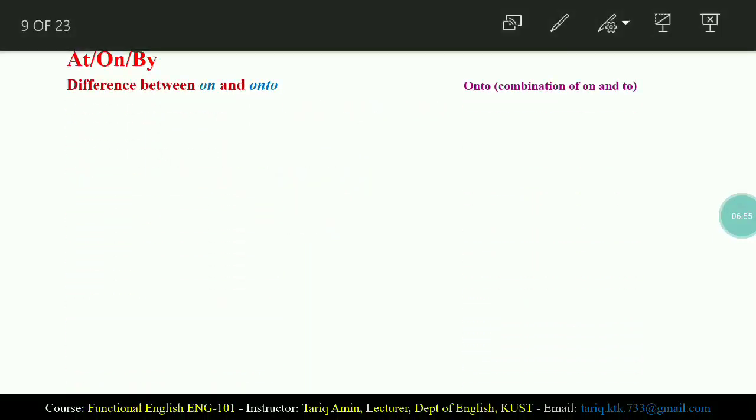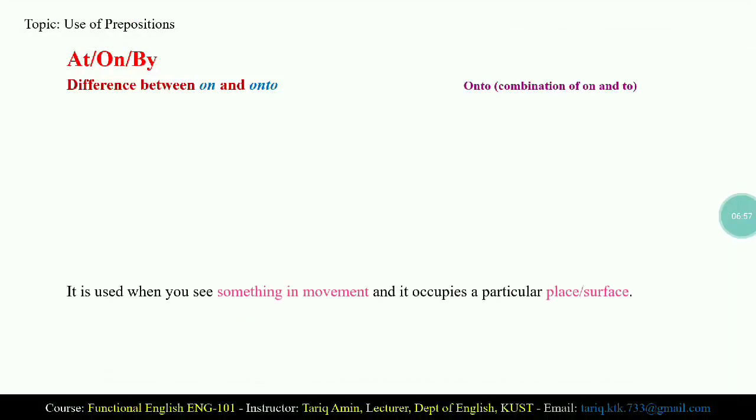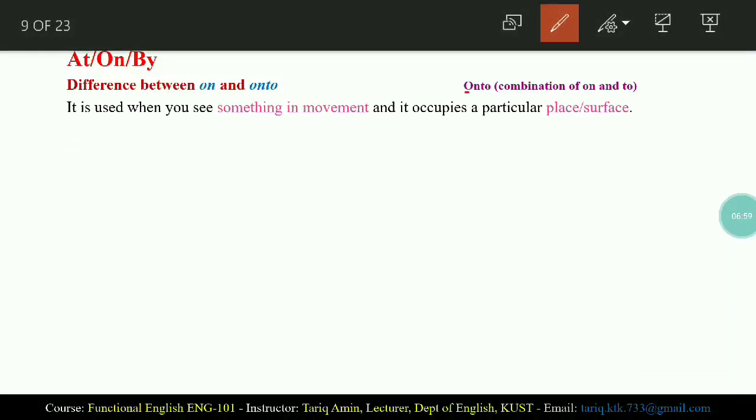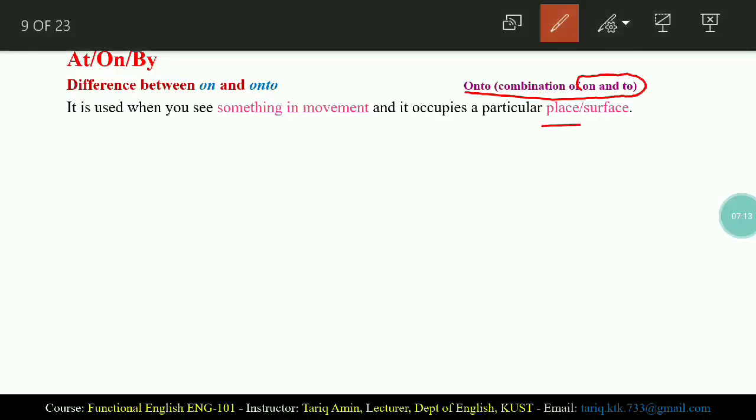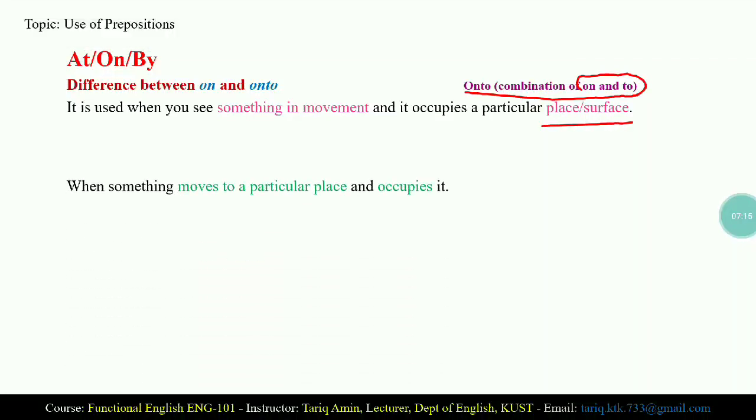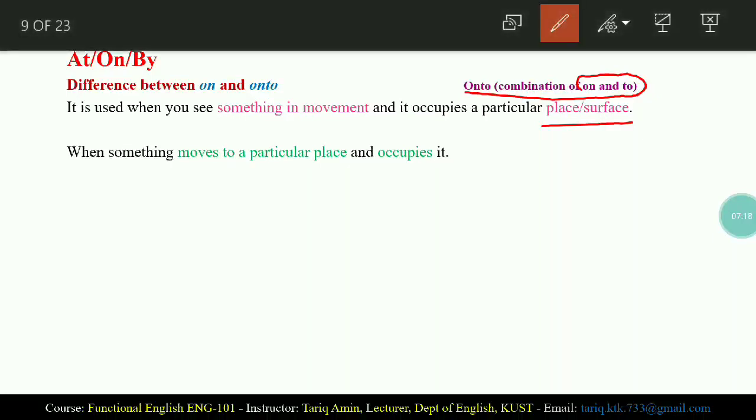Now the difference between on and onto. Onto is the combination of on and to. It is used when you see something in movement. Onto is used when you see something in movement and it occupies a particular place or surface, or when something moves to a particular place and occupies it.